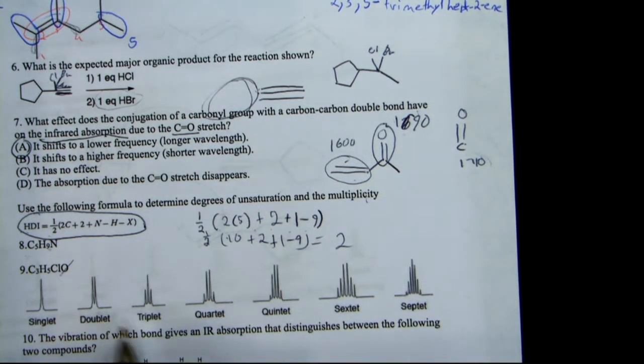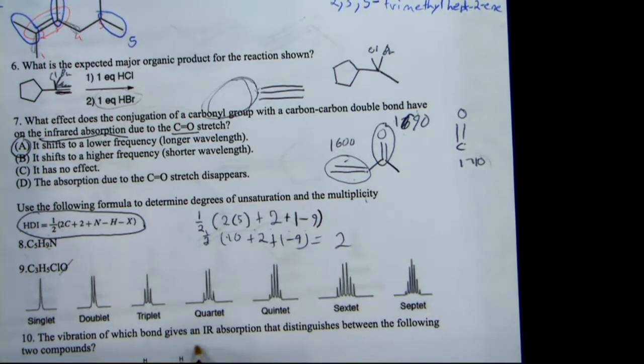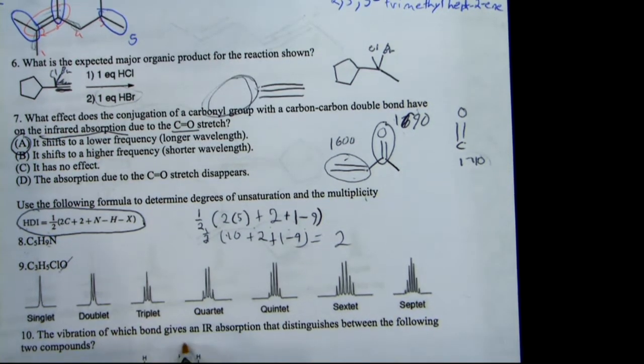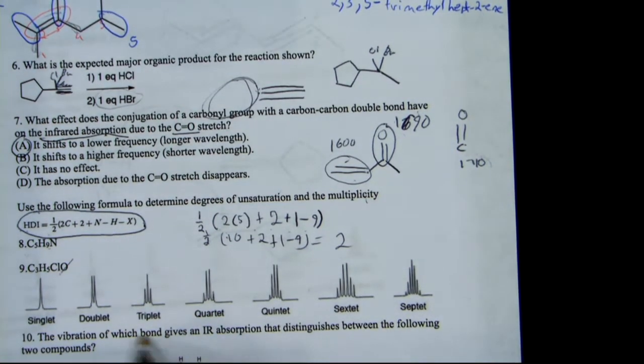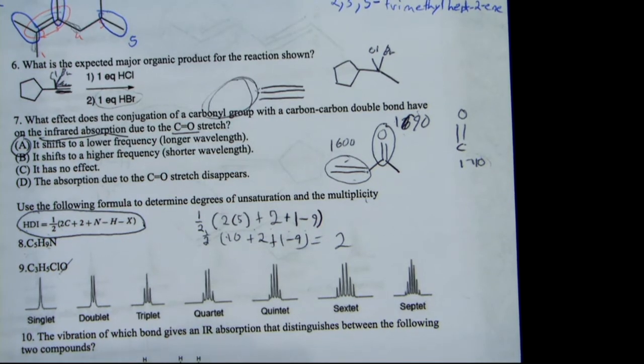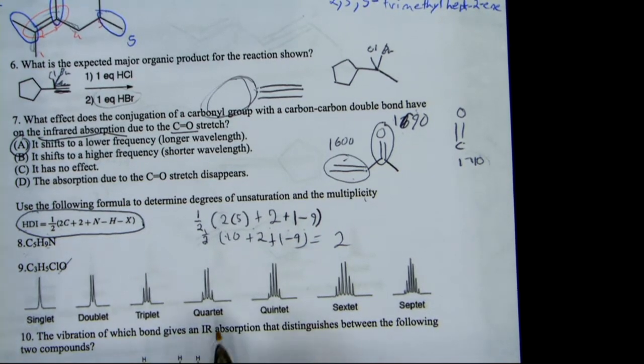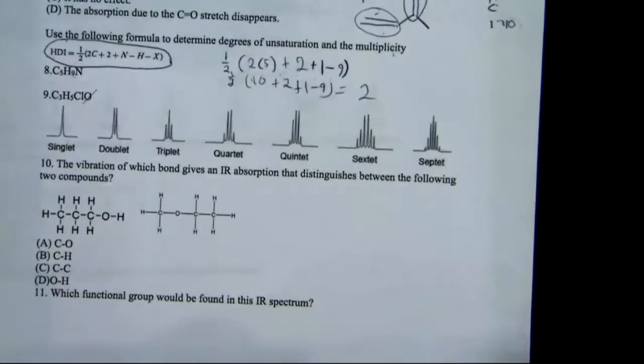For number 10, it's asking: the vibration of which bond gives an IR absorption that distinguishes between the following two compounds? So looking at here, you remember that IR really cares about functional groups.